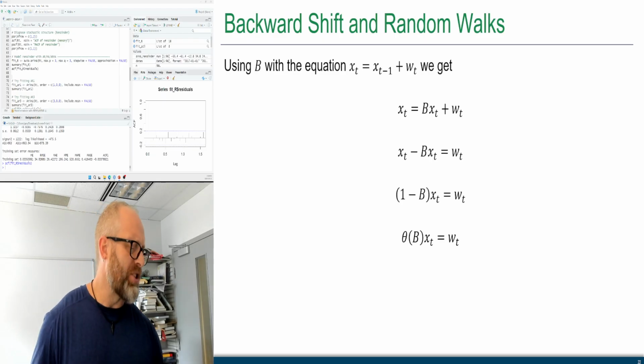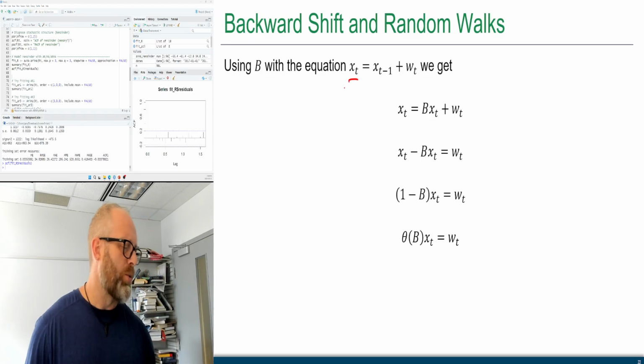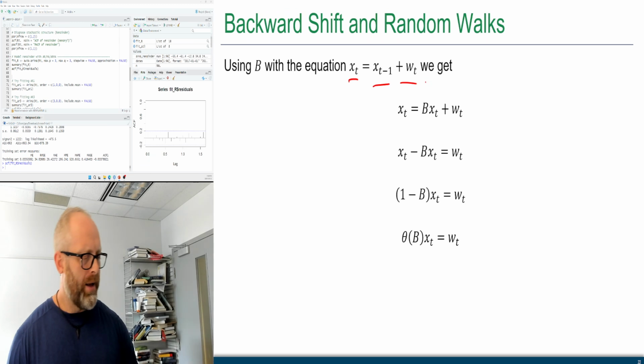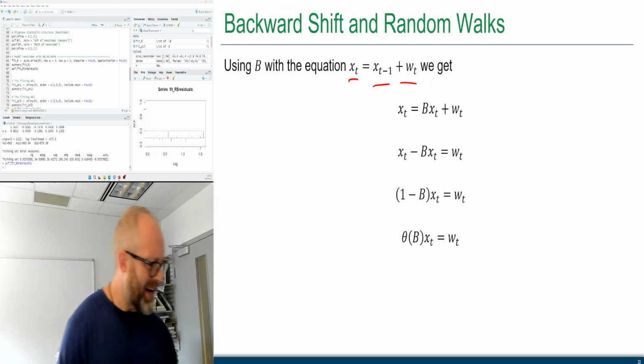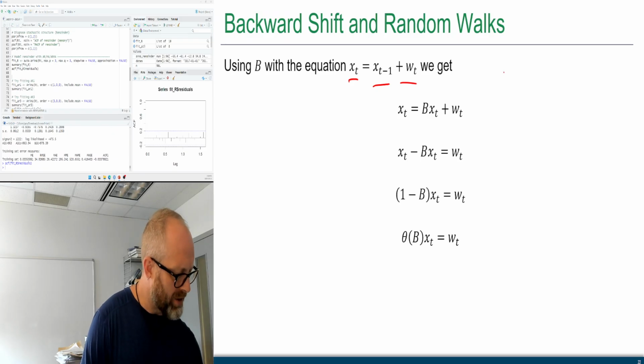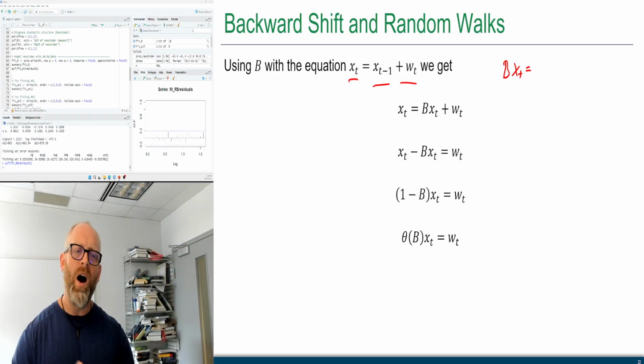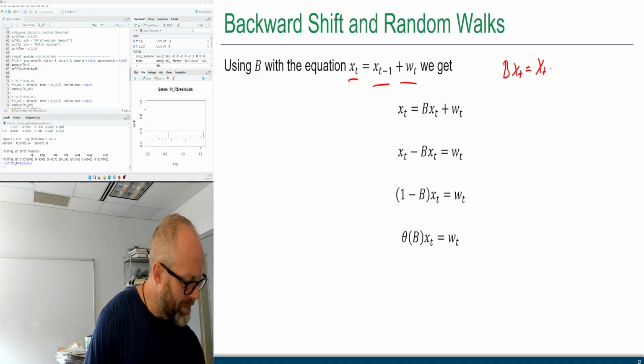So again, the definition of the random walk: x sub t is equal to the time period right before plus some w sub t. Now, one of the things I could do is, again, I know that B applied to x sub t is equal to, again, I'm applying that backward shift operator on x at time t. It brings it back one spot, so this is x sub t minus 1.